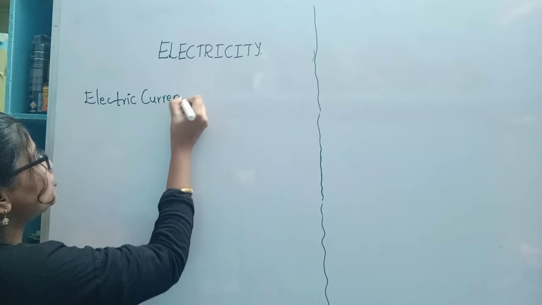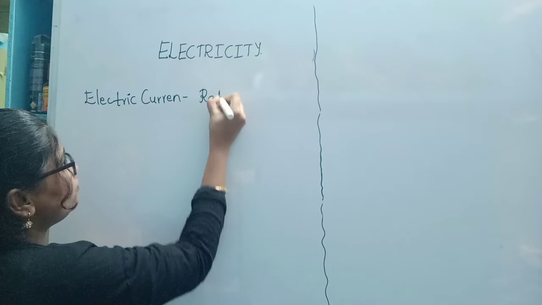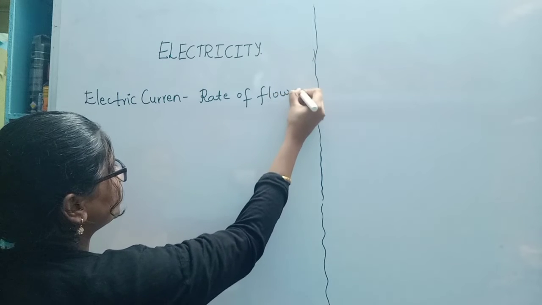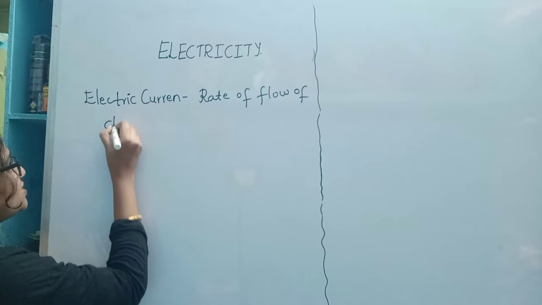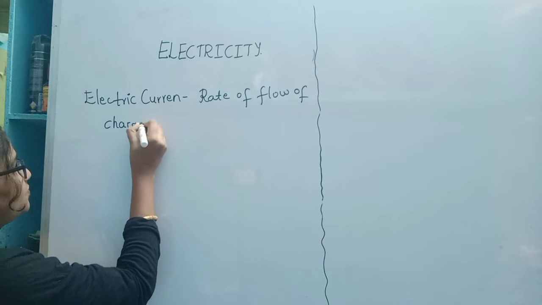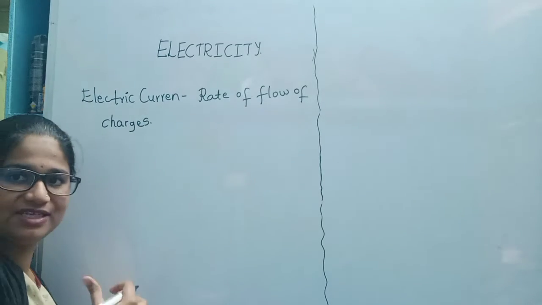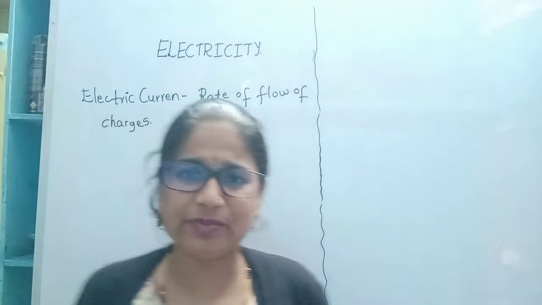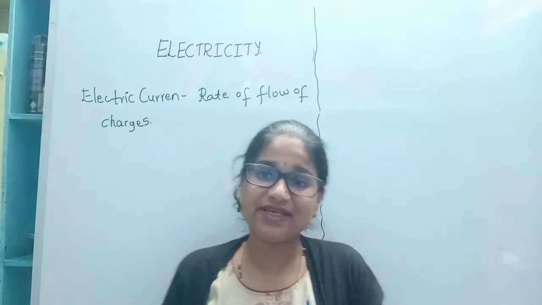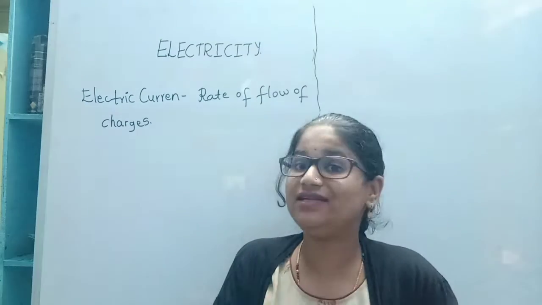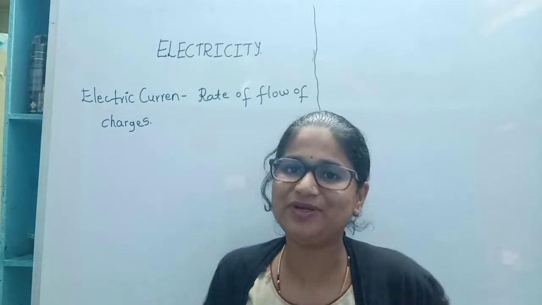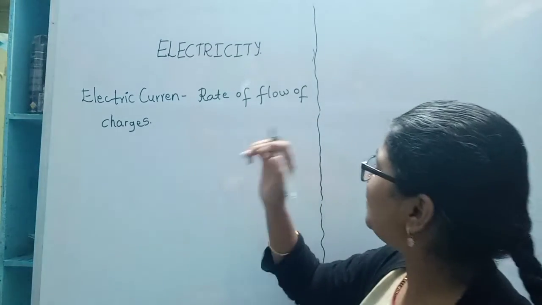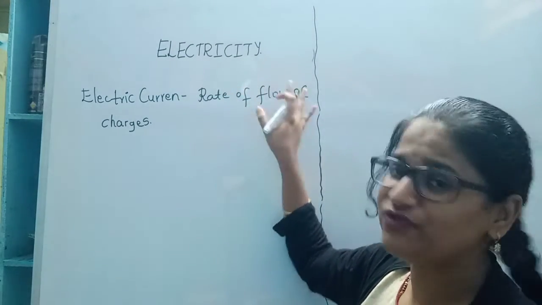So what is electric current? Rate of flow of charges. See how simply it is defined. Rate of flow of charges. Yeah, very easily we can remember this. But instead of remembering this as a sentence, let us understand it in detail and remember, because electricity is helping us a lot, right? So here first we discuss rate of flow of charges.